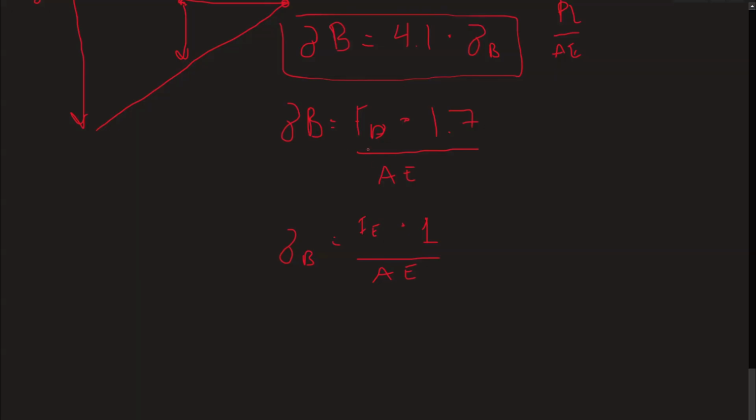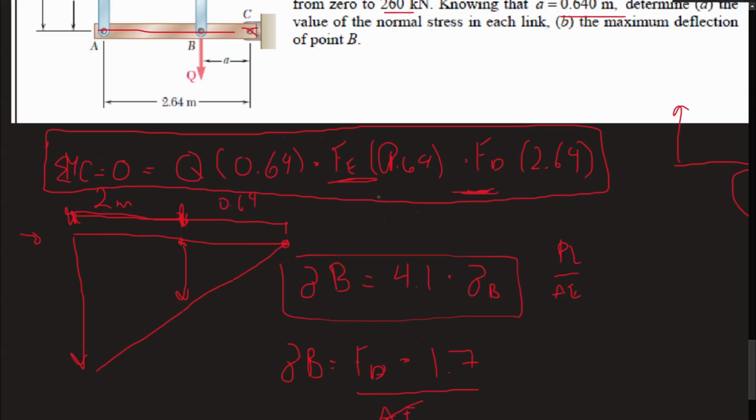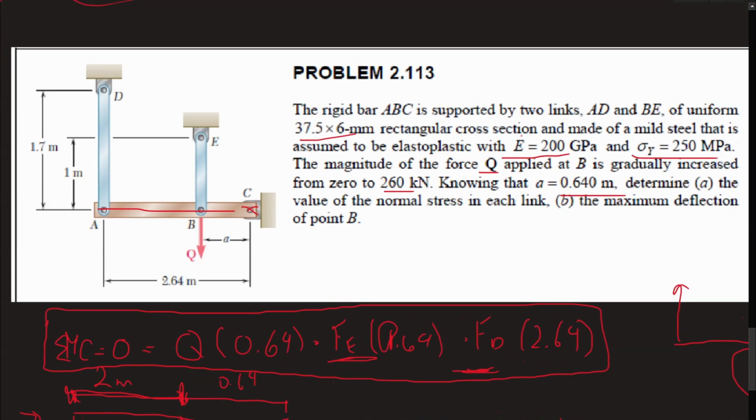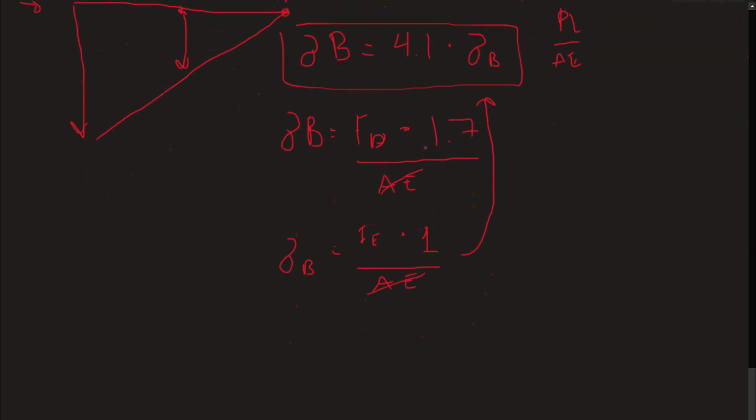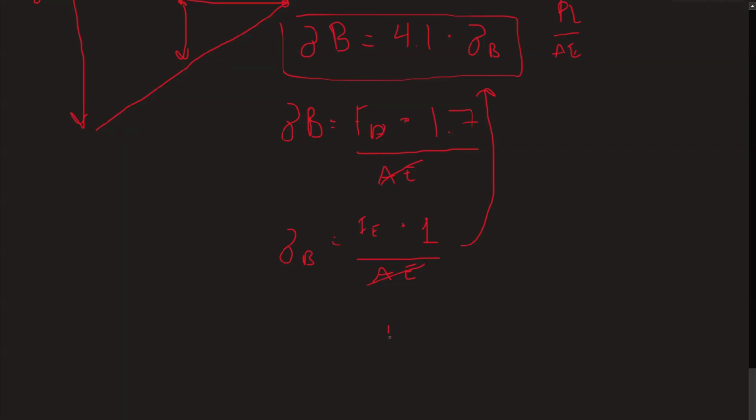Fun fact, the A's will actually cancel in this because they're the same. The cross-section area is the same for both, and E is the same for both, so they cancel. So you plug it back into this equation, and then little b turns into just 4.1 F_E is equal to, and then over here this turns into 1.7 F_D.